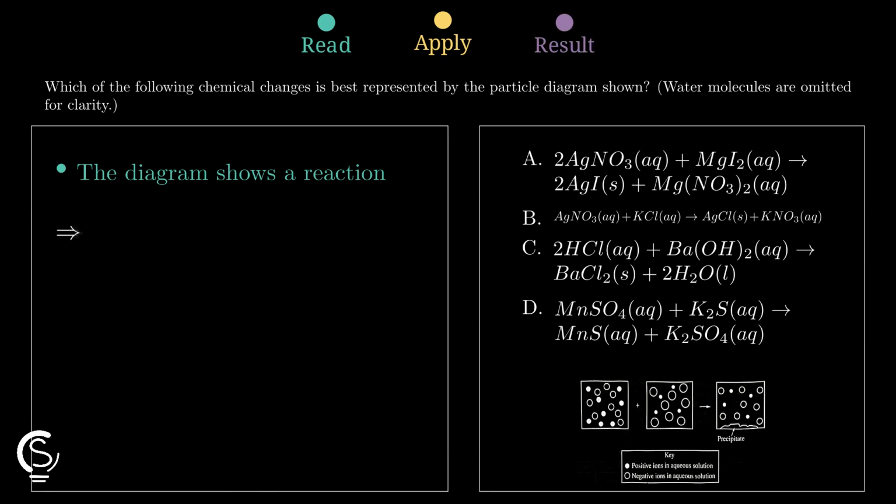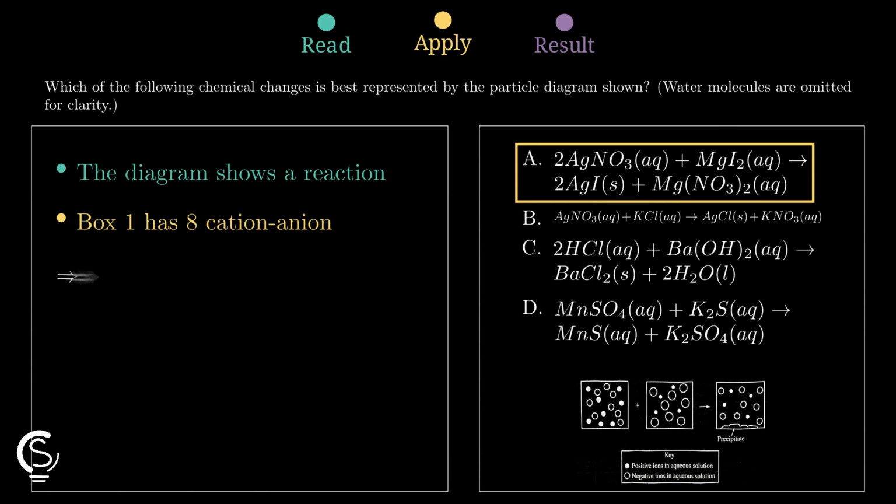Since the ion ratio is 1:1 and the stoichiometry matches perfectly, option A is the only choice that fits our diagram.